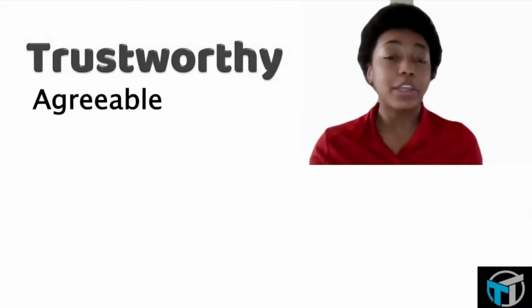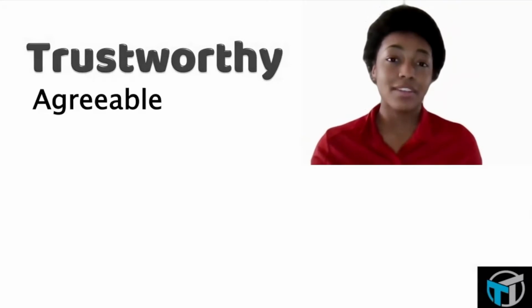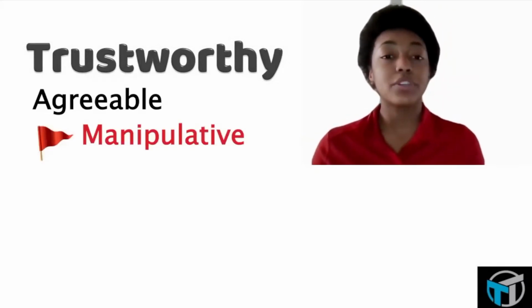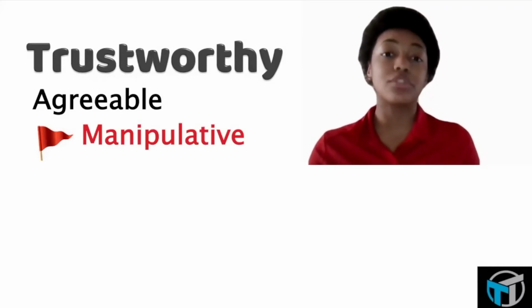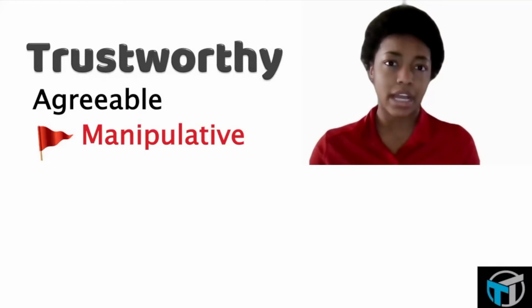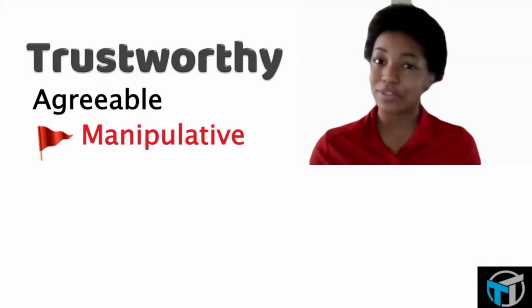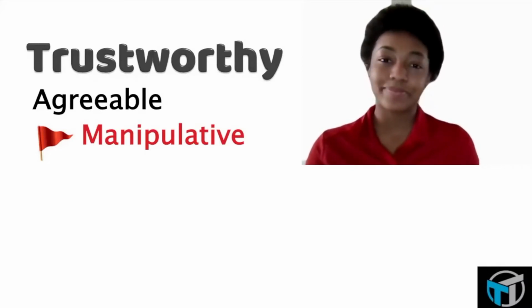A trustworthy person is agreeable. They value your opinion and your point of view and will likely try to meet a consensus with you, as opposed to a person who is manipulative. A manipulative person tries to change your story in order to make you the bad guy, which is not necessarily a trustworthy person now, is it?